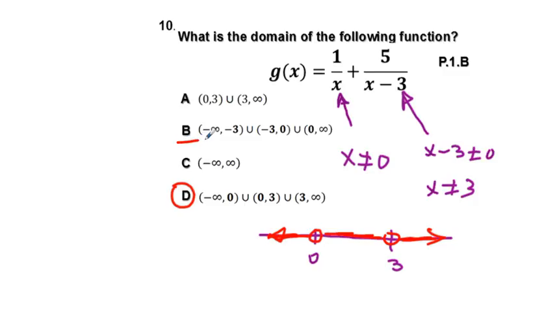Yeah, B is kind of a trick here if you're not careful about that minus 3 thing. And then if you graph this, you're going to see two. Let's graph this thing.